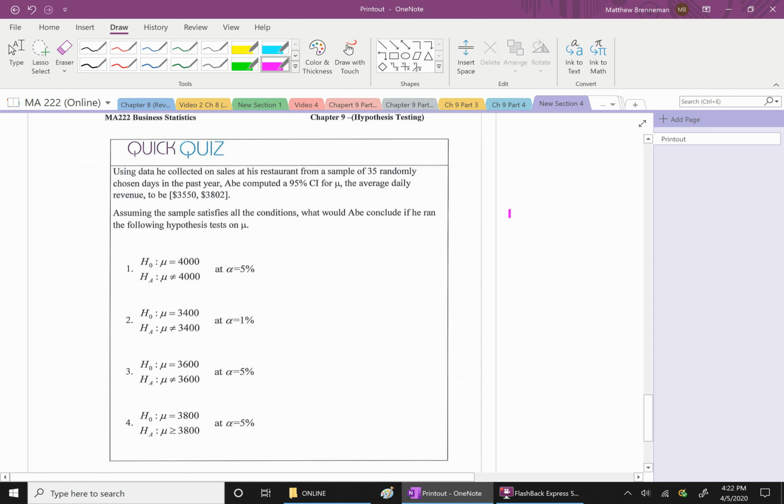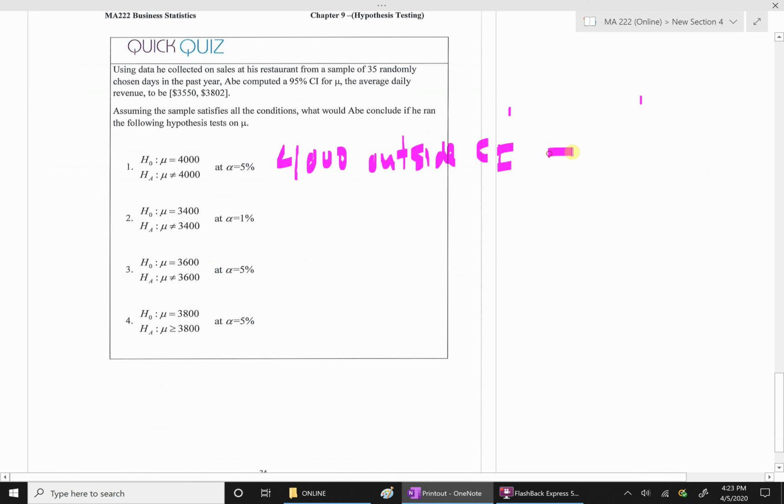So first, let's think about this confidence interval. We just did running hypothesis tests a second ago, right? So this is all this information we talked about before, the 95% confidence interval for mu. Based on this confidence interval, he wants to run hypothesis tests. So if he ran a hypothesis test that mu is equal to 4,000, what would he decide? Well, notice 4,000 is outside of our confidence interval. So what would we do? We would reject the null, right?